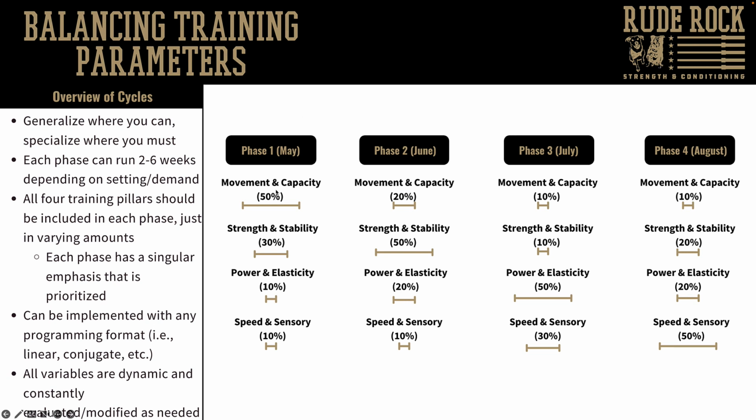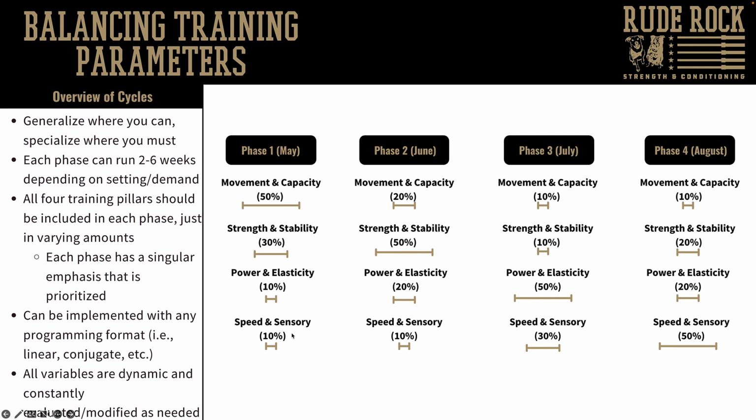So we talked about our 4 main pillars being movement and capacity, strength and stability, power and elasticity, speed and sensory. And you see here, we'll just say arbitrarily this is a fall sport athlete, so volleyball or football or whatever. In May, we're really just focusing mostly on building out our capacity, working on general tissue quality, aerobic base, things like that. We'll work some strength and stability in there.